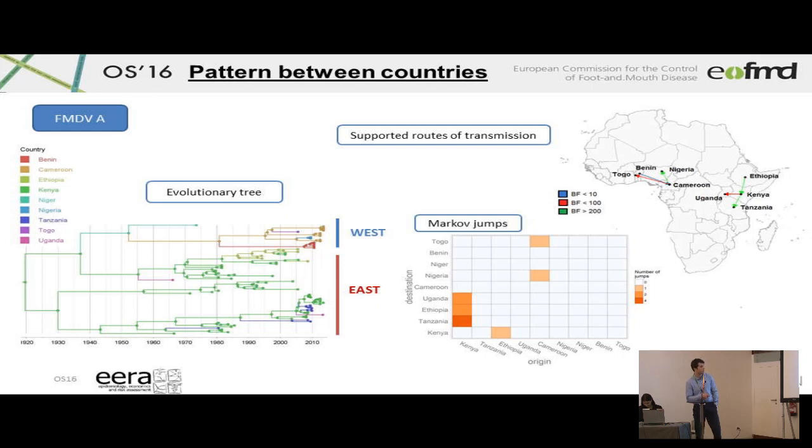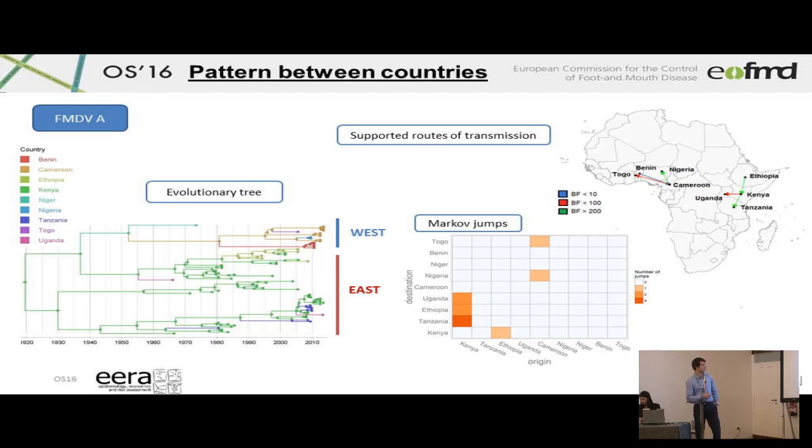We've been able to see some jumps from Kenya to Tanzania, Ethiopia, Uganda, and from Ethiopia to Kenya, but none toward the western coast, for example. But we've been able to see some from Cameroon to Nigeria and Togo.